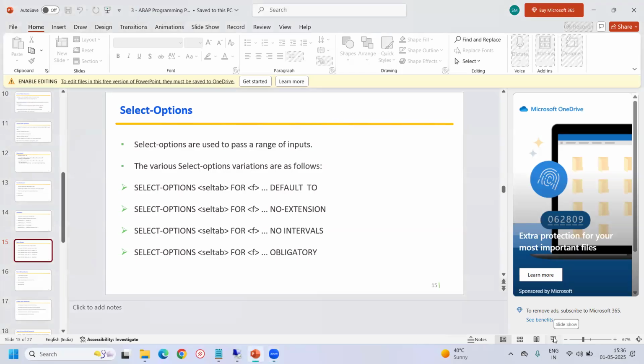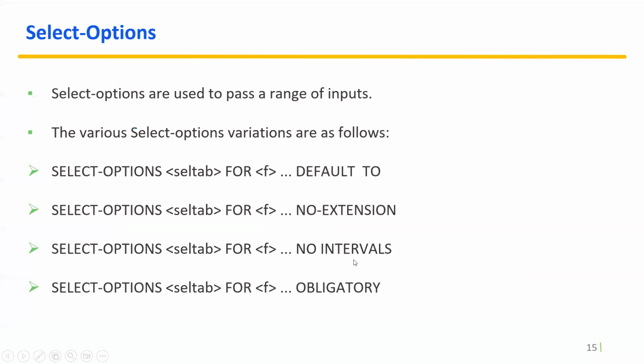So today, first we'll discuss the other selection input screen. One more way of creating a selection screen, that is select options. Earlier we have seen parameters, which is used to provide a single input value. Today we'll see the other way. We will create a selection screen, but here we are passing a range of inputs.